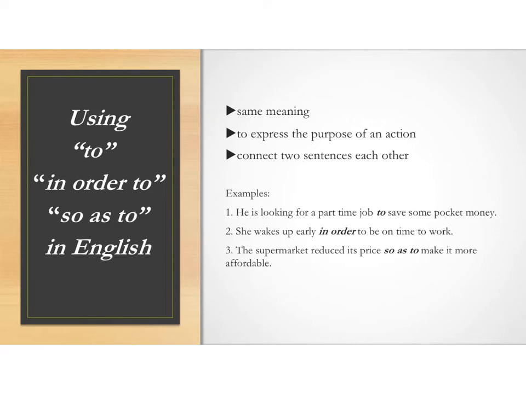Basically, all of them have the same meaning when they are expressing purpose. Let's look at the examples. He is looking for a part-time job to save some pocket money. She wakes up early in order to be on time to work. The supermarket reduced its price so as to make it more affordable. These three connectives are used to express the purpose of an action.